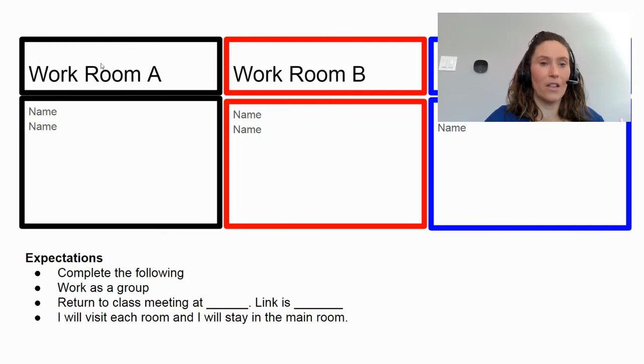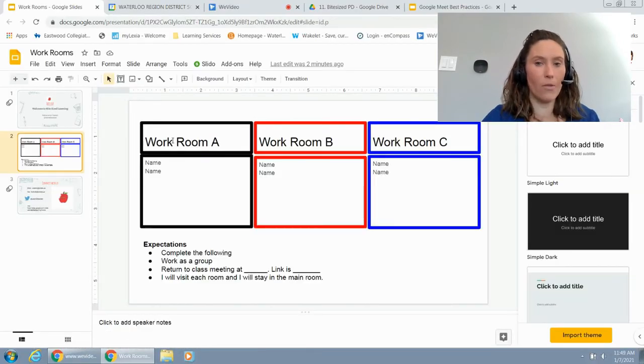And I like to use different colors. So workroom A has the black font, workroom B is surrounded by red, workroom C is surrounded by blue, and that's just a nice visual cue for the students. So right now you can see I've got the setup. The question becomes, how do I get the links there for my students to use?